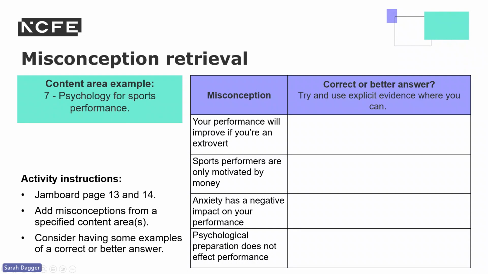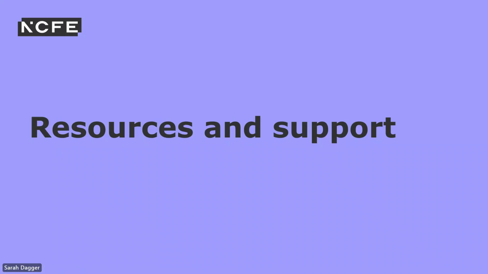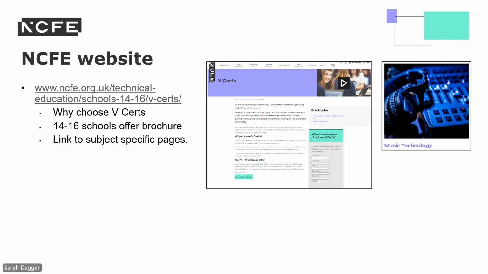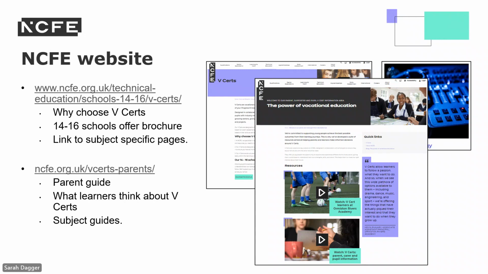Okay, it's just sticking. So I'm going to talk through what resources and support are available to you delivering the VCERT qualification from NCFE. So we have the NCFE website, and within this we have a VCERT page, and this is where you'll find information on the VCERTs and the 14 to 16 schools brochure that contains information about the Key Stage 4 vocational education and how to learn more about VCERT qualifications.